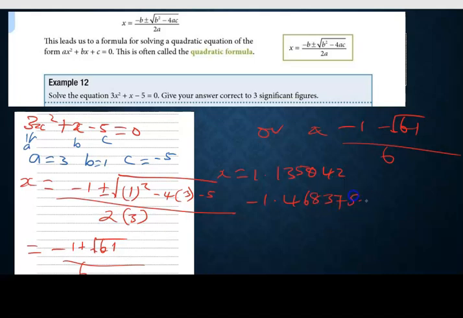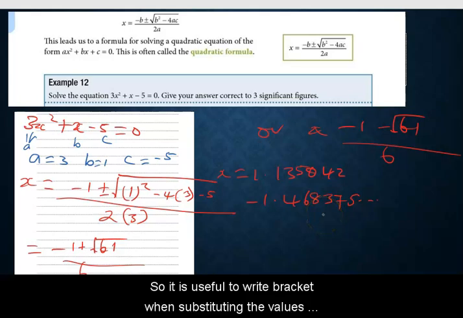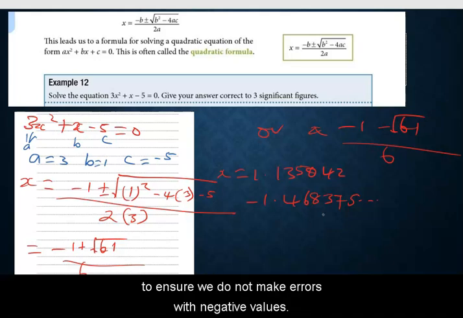-1.468375. Continue. So it is useful to write brackets when substituting the values to ensure we do not make errors with negative values. And this is how you use the quadratic formula.